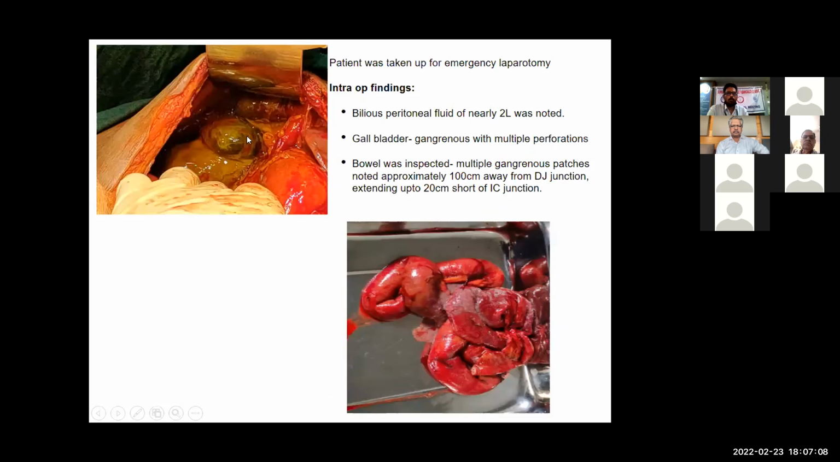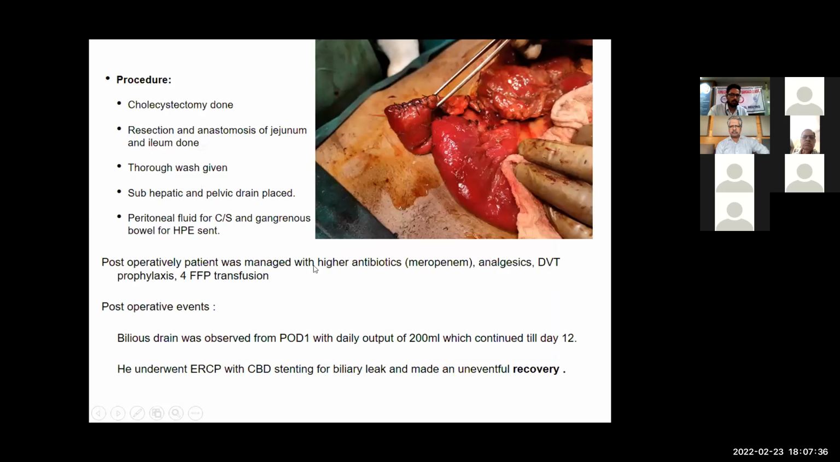Intraoperatively, a gangrenous gallbladder with bilious peritoneal fluid, approximately 2 liters, was aspirated. The bowel was inspected with gangrenous changes, which were dark patches. Procedure: cholecystectomy was done, resection and anastomosis of jejunum and ileum, thorough wash was given, subhepatic and pelvic drains placed, HPE was sent.